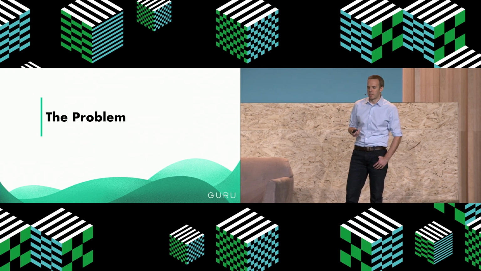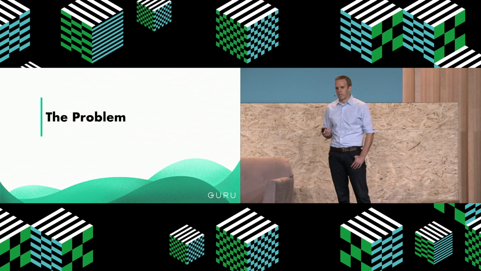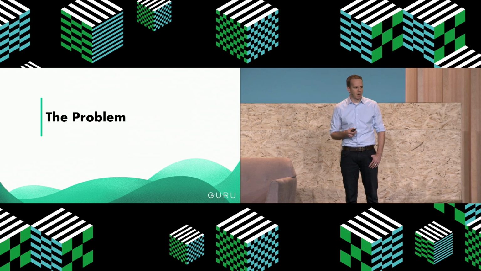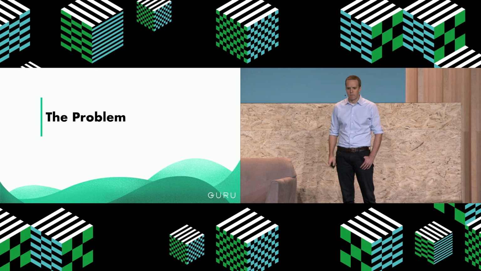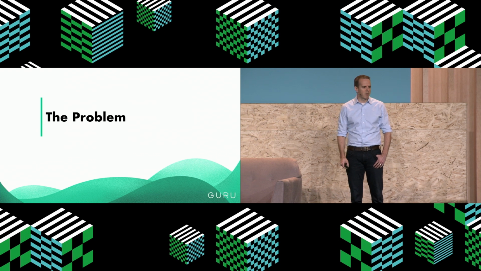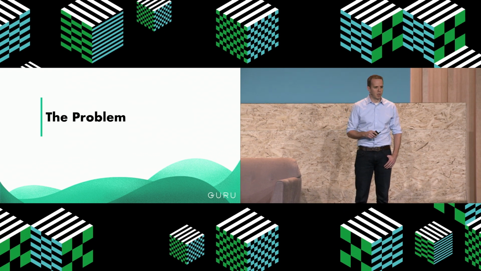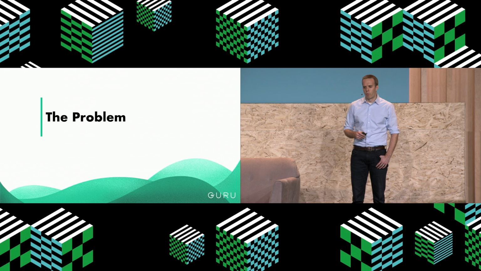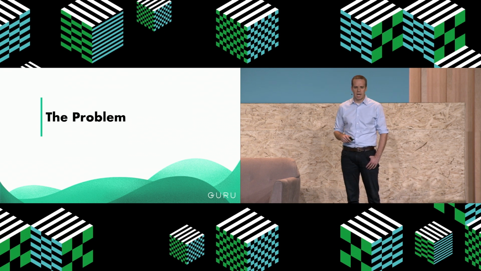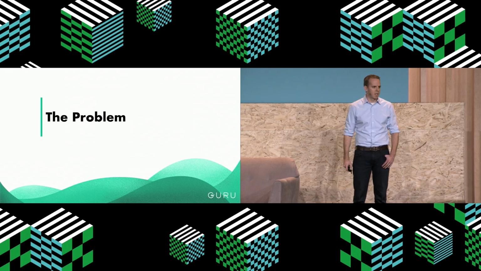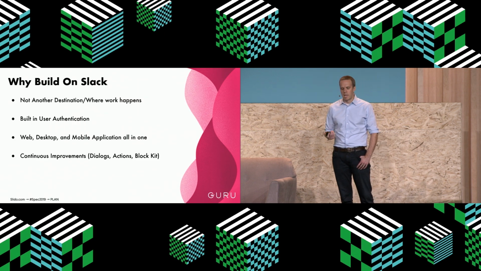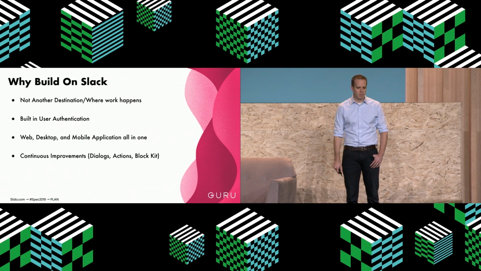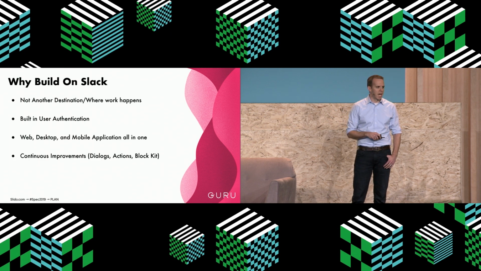The natural reaction of an engineering team in this situation would be to build an internal web application to solve the problem. But we didn't want to divert our entire team to this and take it away from building new features for Guru. We were heavy Slack users, and the idea of applying the not another destination concept to this internal problem was very compelling. We would build our internal admin application on Slack because our team was already spending much of their day there. There are other compelling reasons to build on Slack, keeping our users in the workflow being the most important.